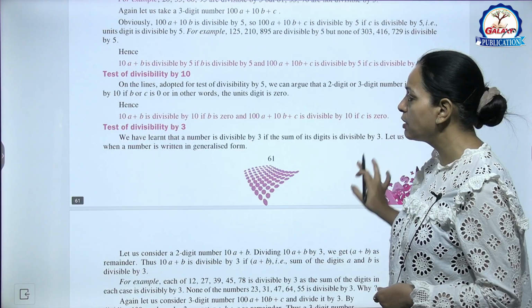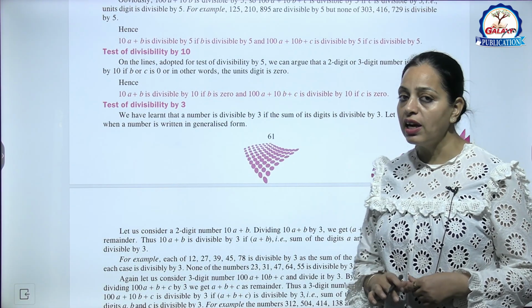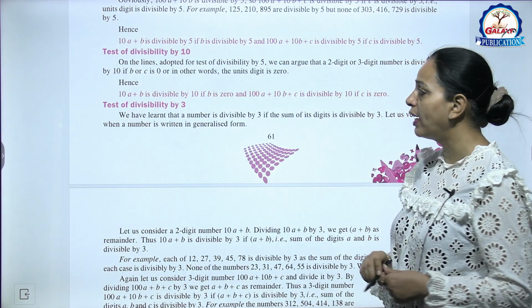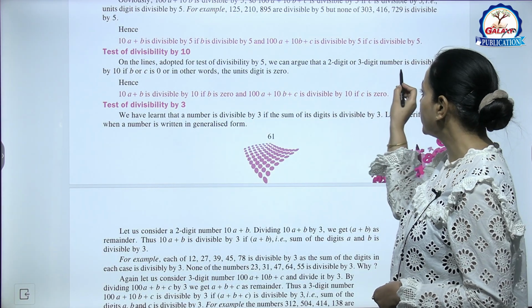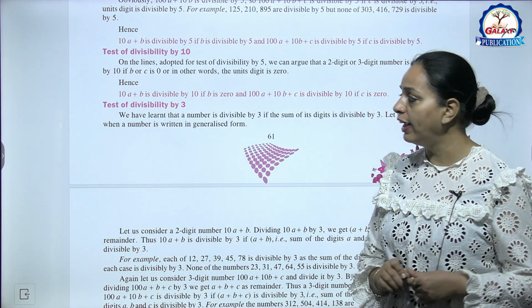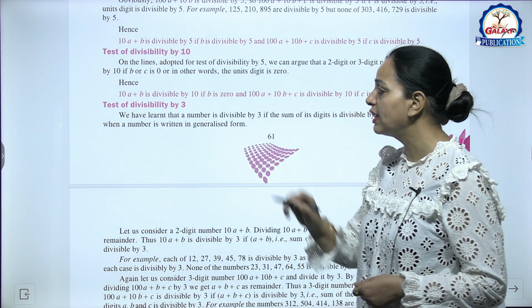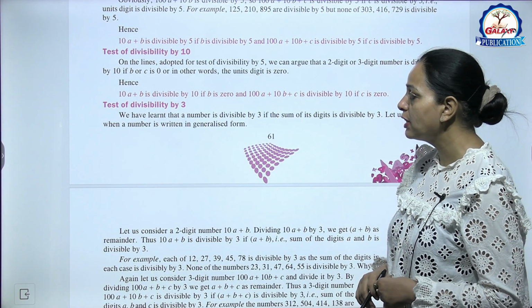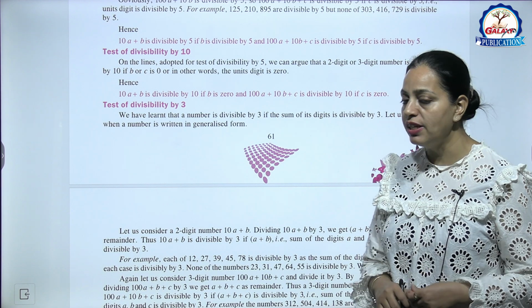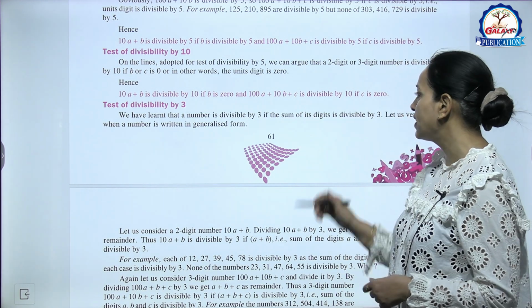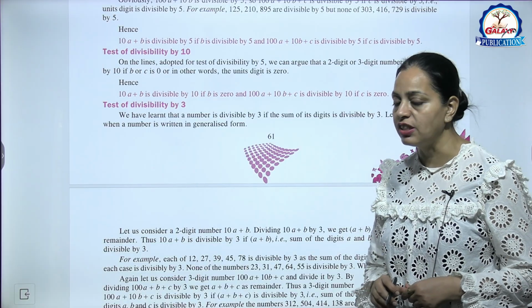Now test of divisibility by 10. On the lines adopted for the test of divisibility by 5, we can argue that a 2-digit or 3-digit number is divisible by 10 if b or c is 0, or in other words the unit digit is 0. So 10a plus b is divisible by 10 if b is 0, and 100a plus 10b plus c is divisible by 10 if c is 0.